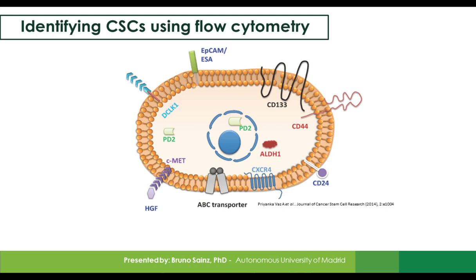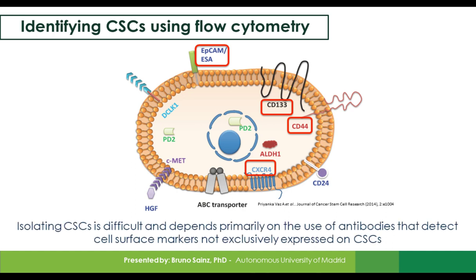Now, the main method for identifying cancer stem cells has been and still is flow cytometry, which takes advantage of cell surface markers expressed on the cancer stem cell surface. The most common cancer stem cell markers used for pancreatic cancer are shown here in this diagram. For example, EpCAM, CD133, CD44, and CXCR4 are common markers used to identify and isolate pancreatic cancer stem cells. Of course, isolating cancer stem cells is not trivial, and it's extremely difficult and oftentimes depends primarily on the use of antibodies that detect cell surface markers that are sometimes not exclusively expressed on cancer stem cells.